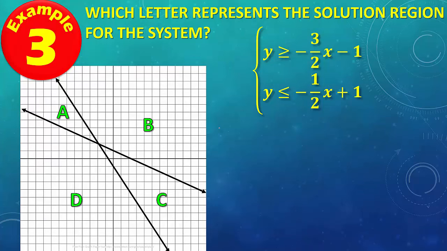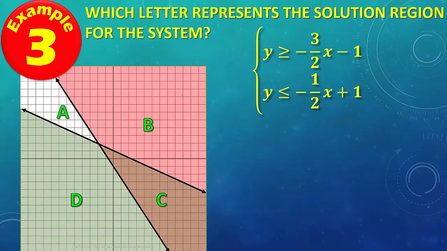Okay, now we want to know which letter represents the solution region for the system. In other words, which entire region. So we go ahead and we graph both of these. So -1, so greater than or equal to, that's this line right here. Less than or equal to is the other one. And the way that you tell which line is which is, all you need to do is look at where they intersect the y-axis. And then you can tell from the overlapped area that it is in fact C that's in the solution region.